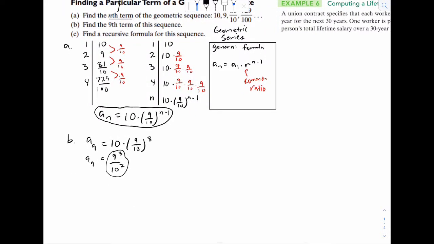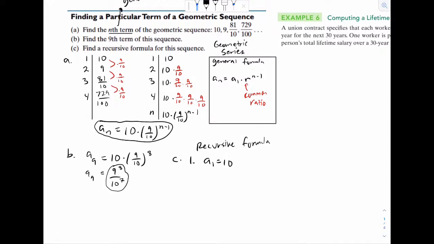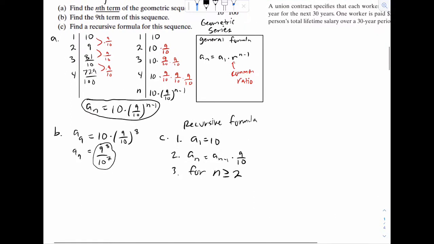And then part C, find a recursive formula. So recall from our last video, a recursive formula requires 3 pieces. The first term, which is, in this case, 10. The second piece is the formula. So we need the previous term, multiply it by your common ratio. And the third piece, for n greater than or equal to 2. And there's a recursive formula. And we're done.